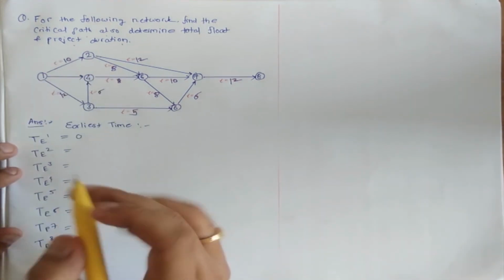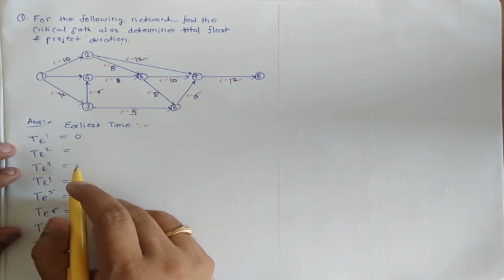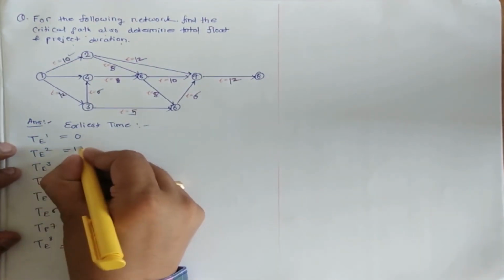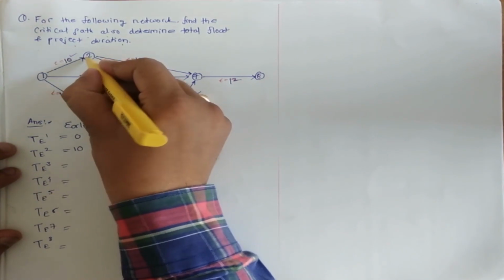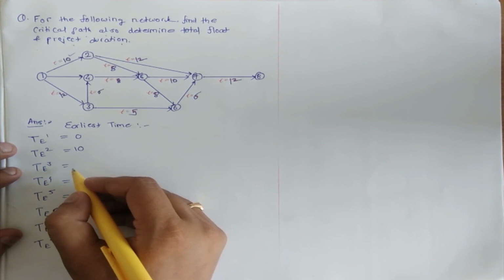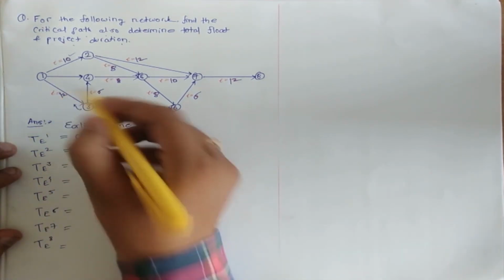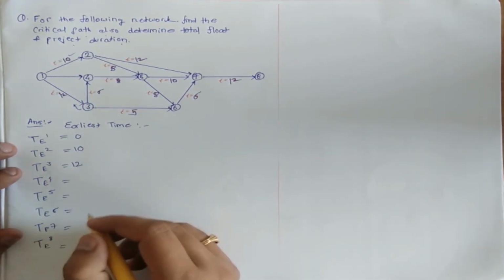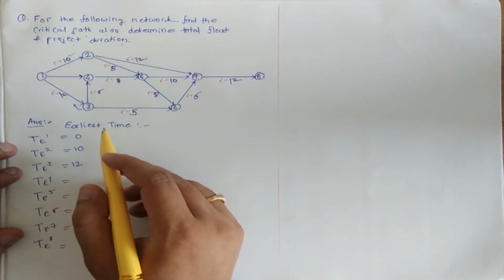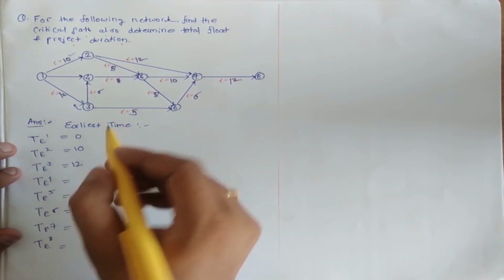Now the earliest time for event 2 will be 10. Earliest time for event 2 is 10. Now the earliest time for event 3 is 12. The earliest time for event 4 is 18.